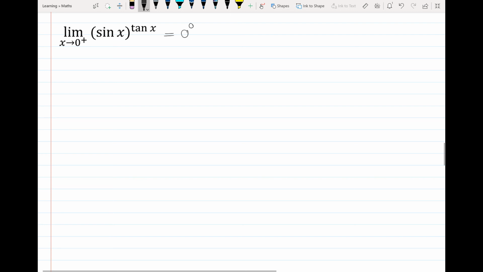To find this limit, we name sine of x to the power of tangent of x y, and then we take ln of both sides of this relation, and we get ln of y equals tangent of x times ln of sine of x. Now we have to find the limit of tangent of x times ln of sine of x as x approaches 0.